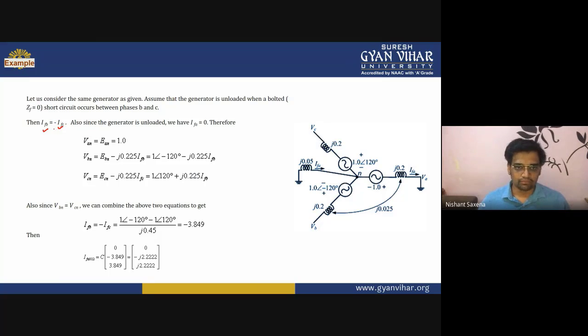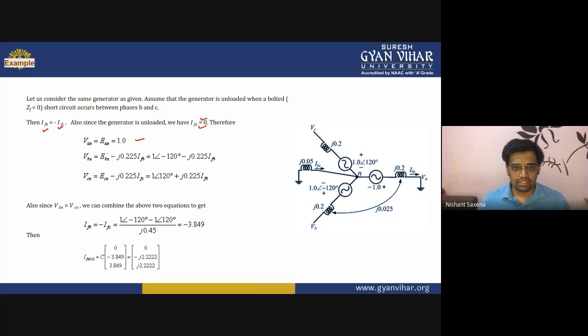Since the generator is unloaded, we can say that the fault current IFA for phase A will be equal to 0. From the previous slide also it can be seen clearly. So we can say that VAN is equal to EAN, which is equal to 1 per unit.